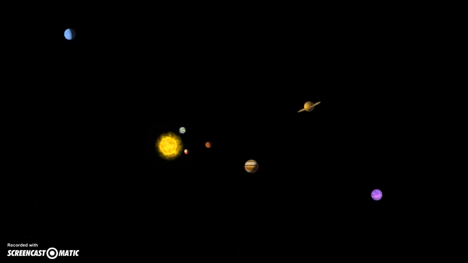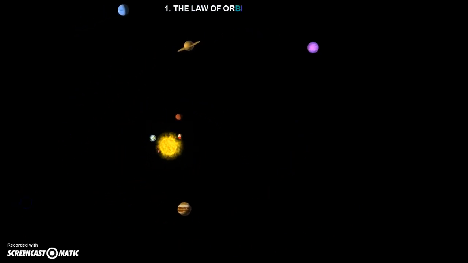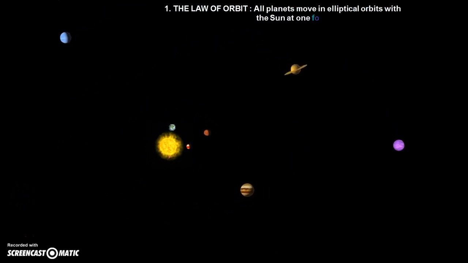Kepler generalized his analysis to include the motions of all planets. The complete analysis is summarized in three statements known as Kepler's laws. The first one is the law of orbit. In the law of orbit, all planets move in elliptical orbits with the Sun at one focal point.